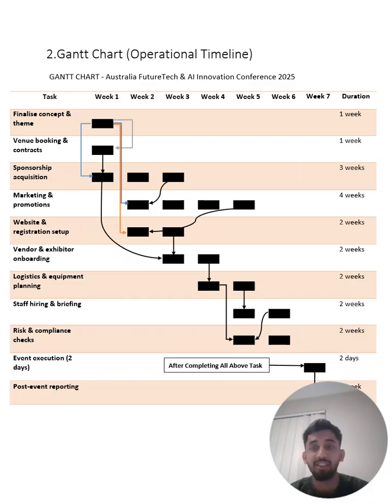In this Gantt chart, I planned a full 7-week timeline for organizing the conference, with each task assigned a duration and linked by dependencies. This means certain tasks must be completed before others can begin. For example, the concept must be finalized before the venue is booked, and both must be completed before sponsorship acquisition starts. Marketing only begins once sponsorship is confirmed. Exhibitor onboarding starts after the registration and the sponsorship are ready, and logistics planning depends on the venue details.